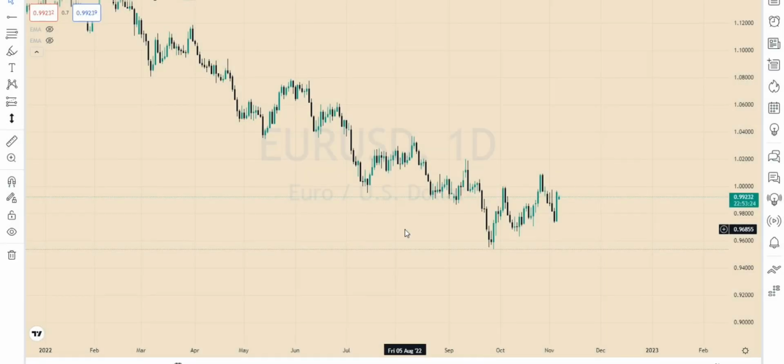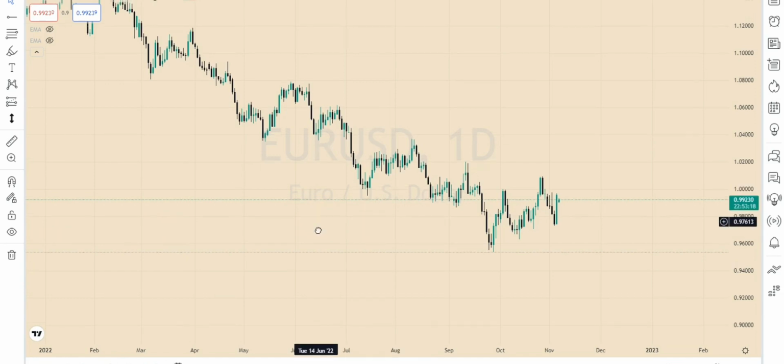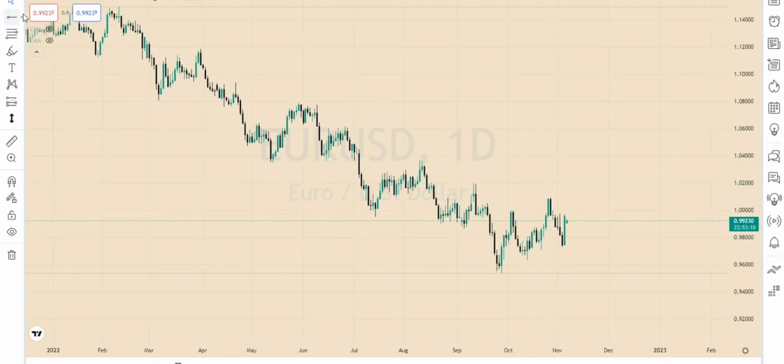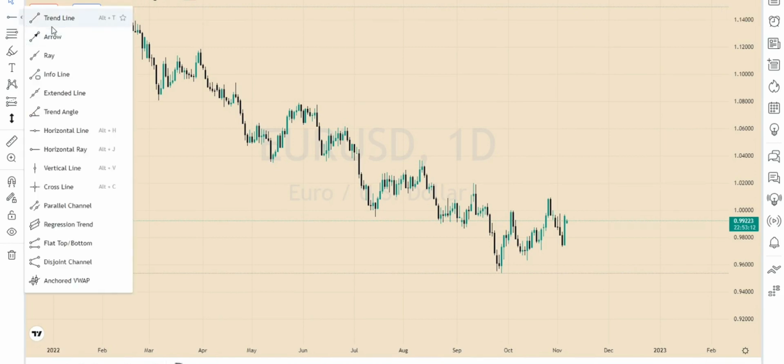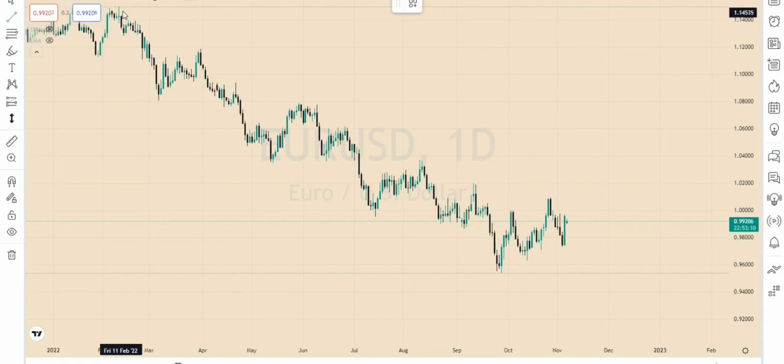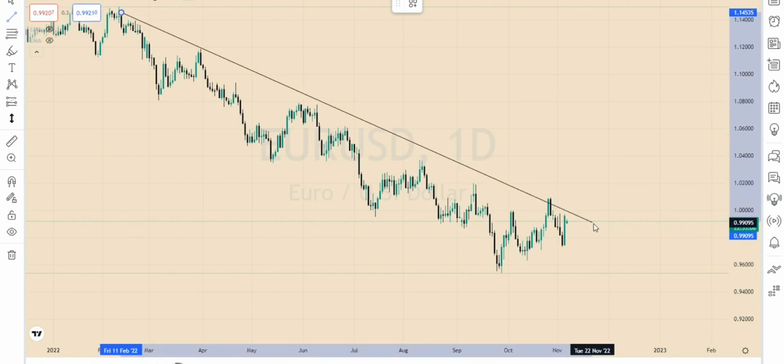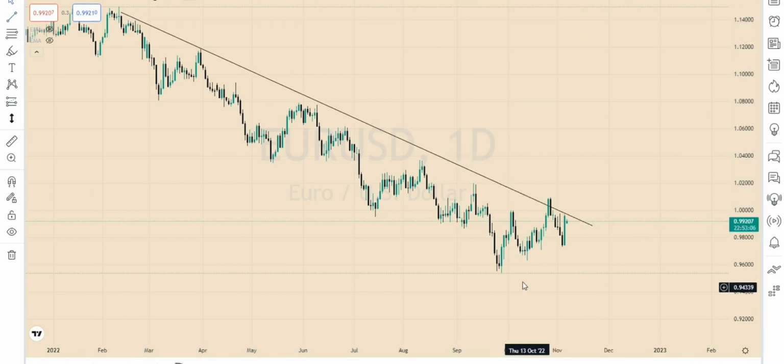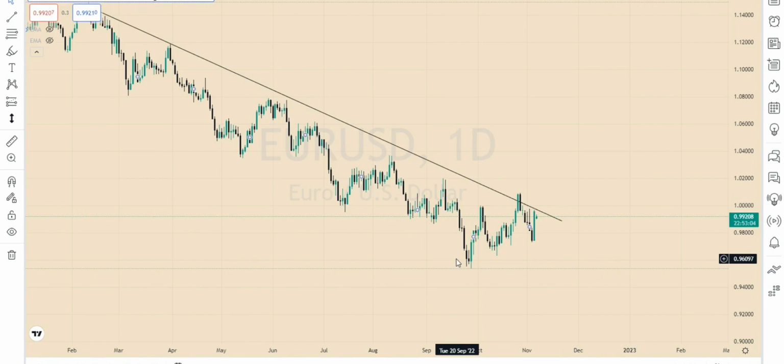Let's start with what we are coming to do today. So from here, you can see that with Euro USD, the long term trend of Euro USD is bearish. You can see it is clear, it's bearish. So long term, we are bearish on Euro USD.